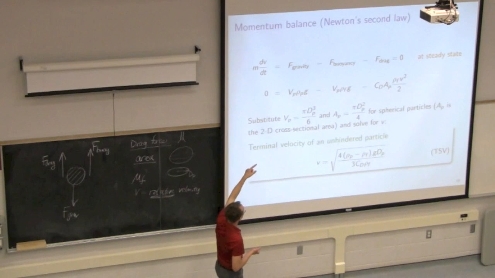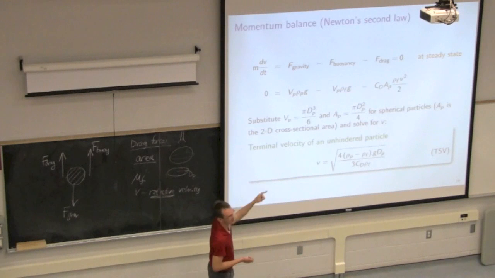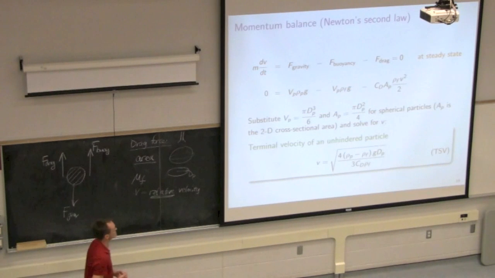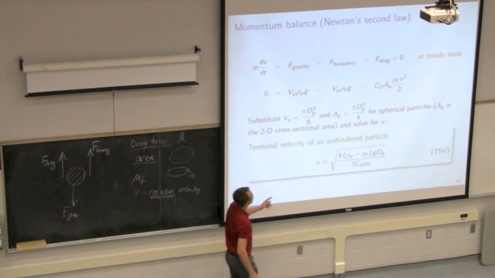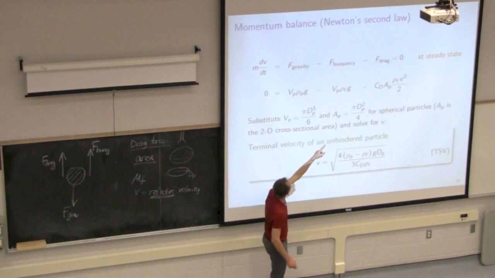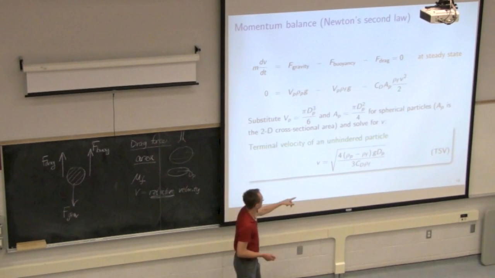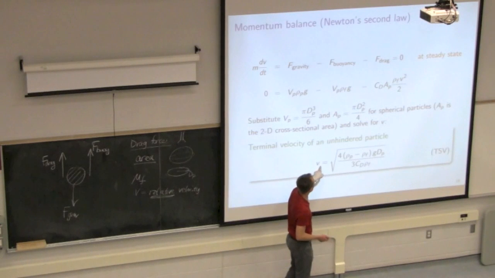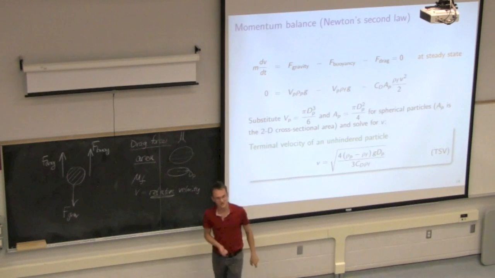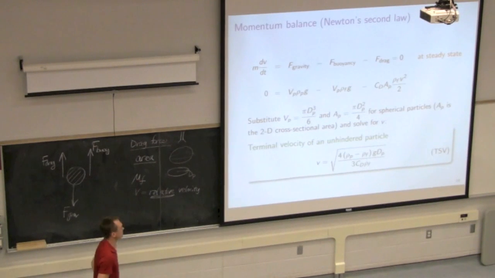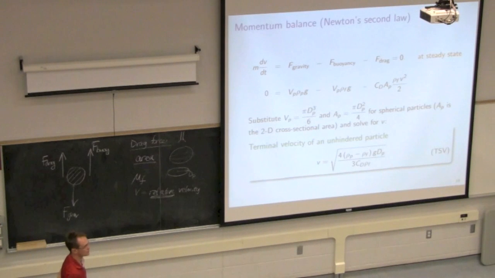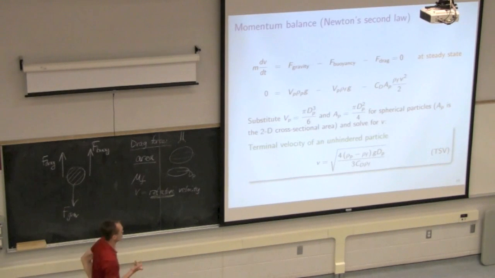So we've got gravity acting down, buoyancy up, and drag acting up. So the signs work in there. I substitute in the terms from the equations we had before, and what we can solve for is the terminal velocity. So I can solve for V in that equation. It's got a V squared, so my solution for the terminal settling velocity, TSV, is a function of a square root. And inside that square root is exactly what I expected.